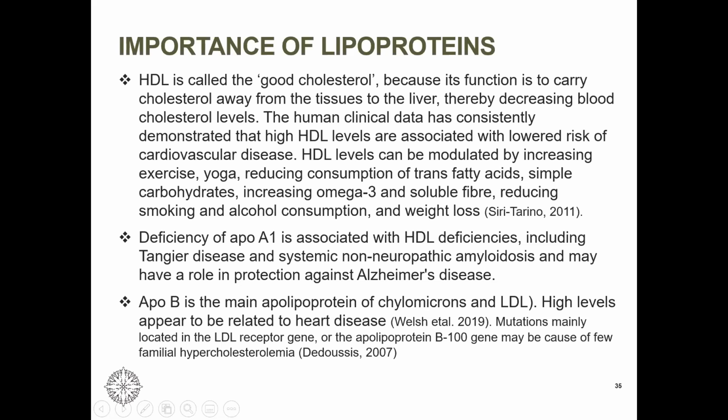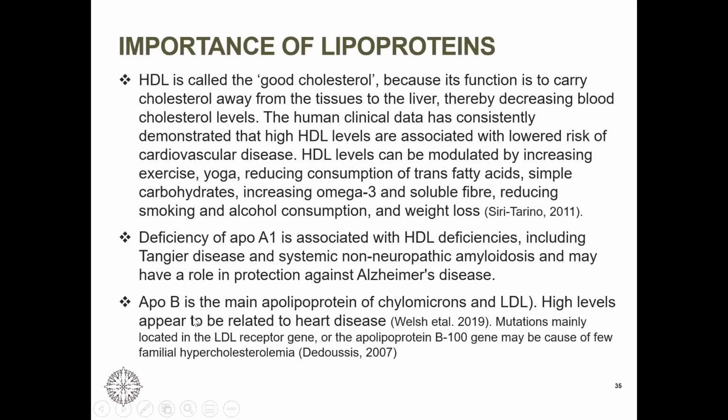And the second is amyloidosis, which is the making of amyloid deposits. It is associated with Alzheimer's disease. So some people may genetically be making low ApoA1, and hence they may have a tendency to make these amyloids that may appear in the brain, as in the case of Alzheimer's. So it is a relatively new area of research.